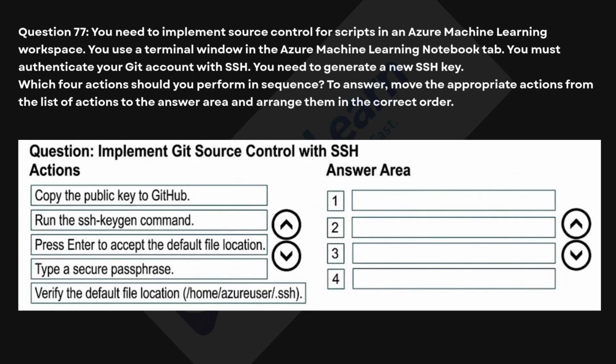Question 77. You need to implement source control for scripts in an Azure Machine Learning workspace. You use a terminal window in the Azure Machine Learning Notebook tab. You must authenticate your Git account with SSH. You need to generate a new SSH key. Which 4 actions should you perform in sequence? To answer, move the appropriate actions from the list of actions to the answer area and arrange them in the correct order. Actions. Copy the public key to GitHub. Run the SSH keygen command. Press enter to accept the default file location. Type a secure passphrase. Verify the default file location, /home/azureuser/.ssh.